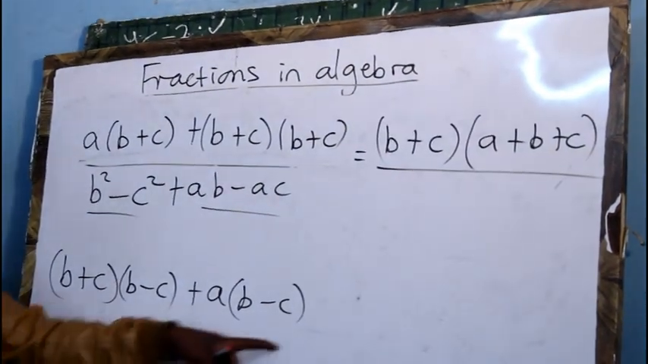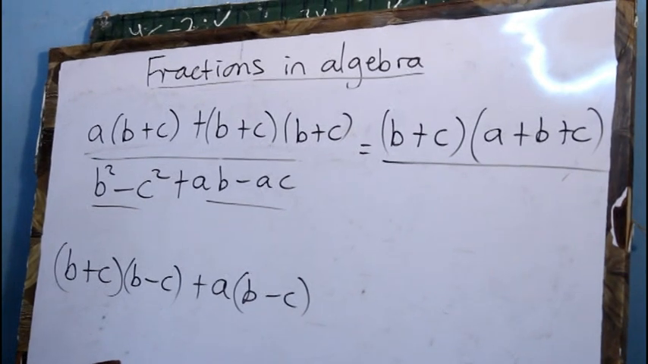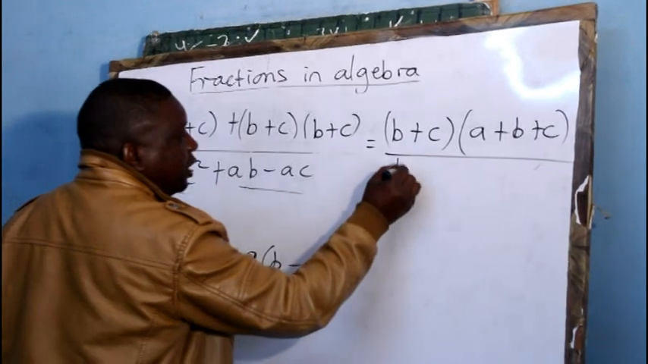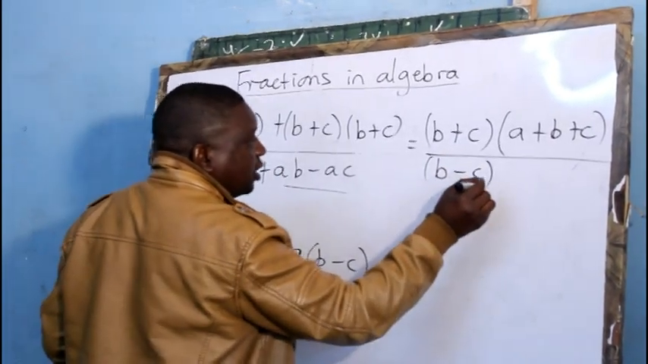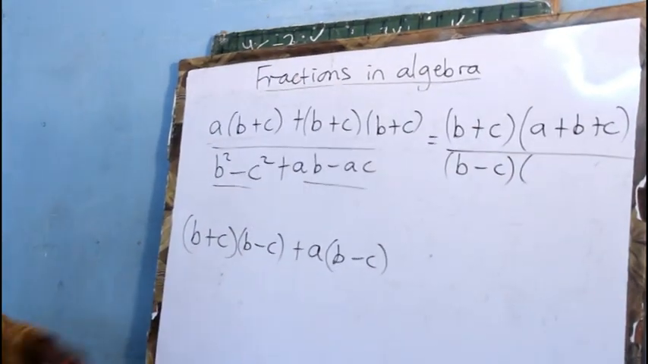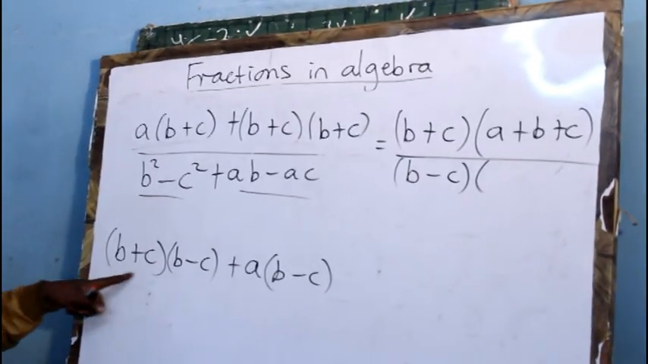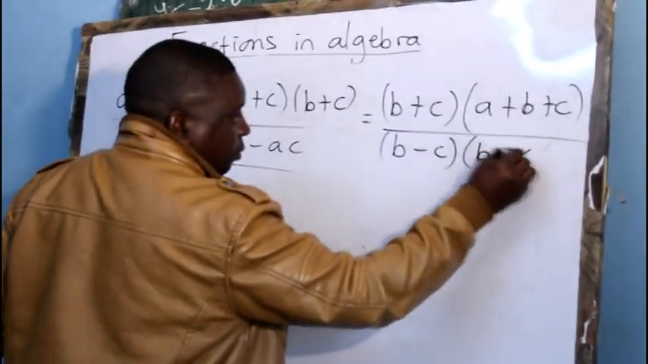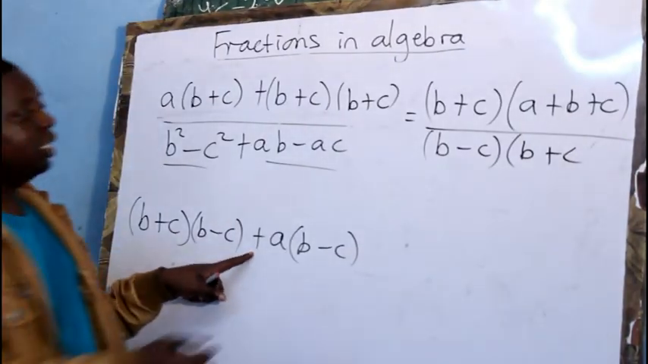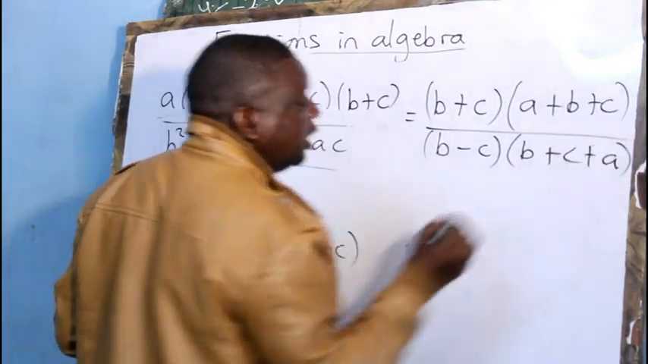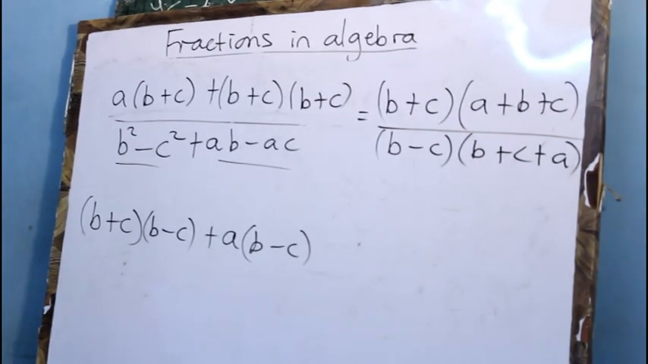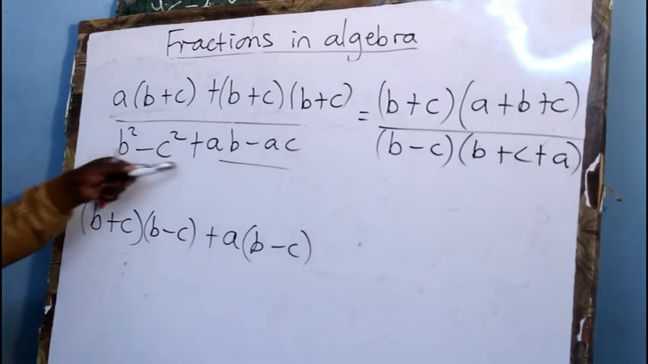What is the common factor? B minus c. So we will factor out b minus c. Here we are left with b plus c, and the plus a, out together.